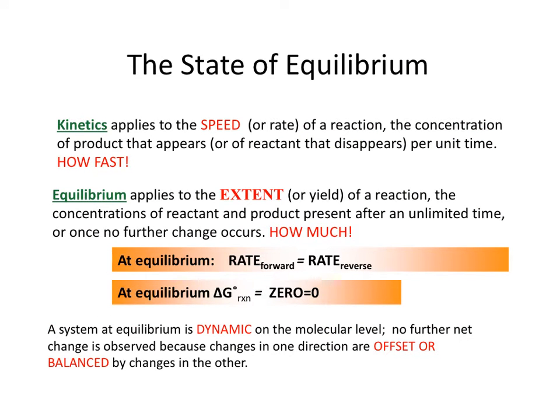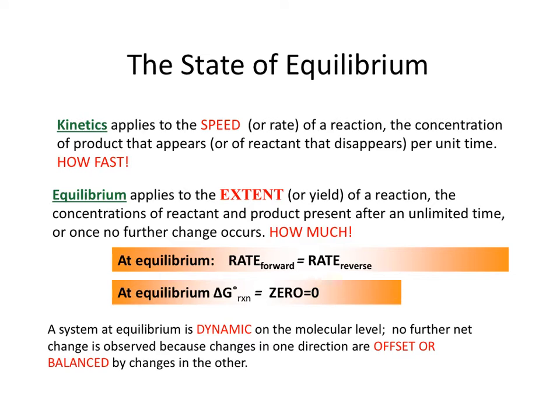So in the last unit we studied kinetics. That applies to the speed or the rate of a reaction, how fast the concentration of product appears, or how fast the reactant disappears per unit time. So in kinetics, we're asking how fast. In equilibrium, the question is, to what extent does the reaction go? What is the yield? In other words, how much of a product is made?